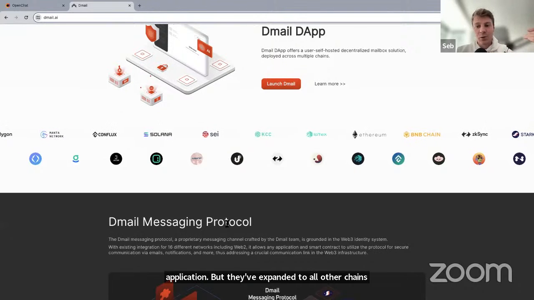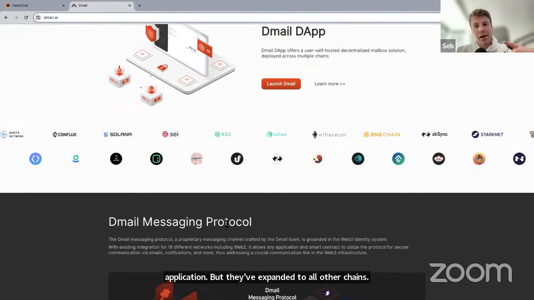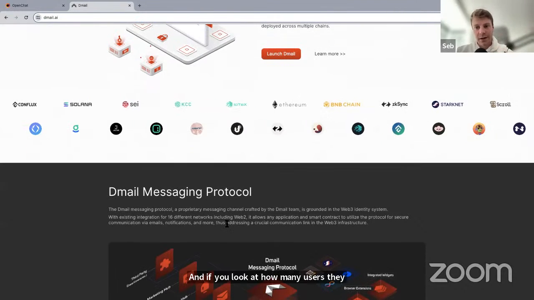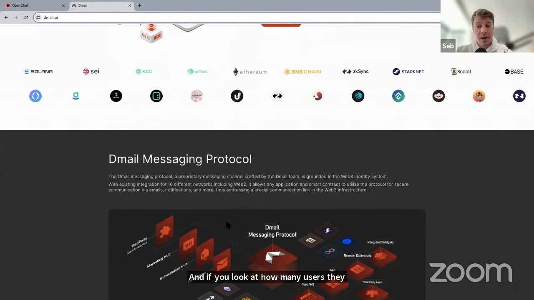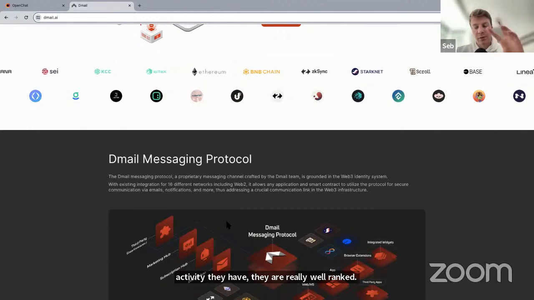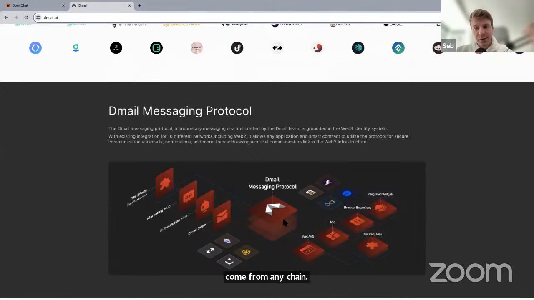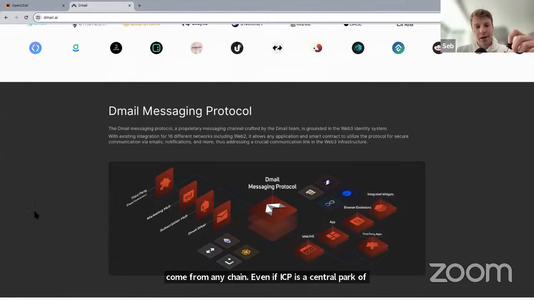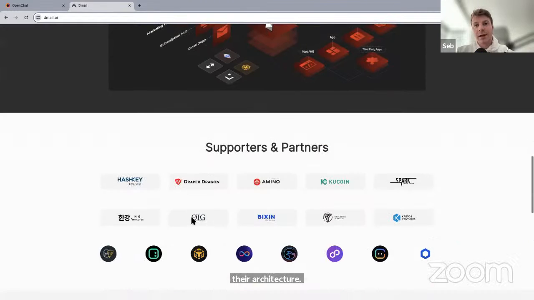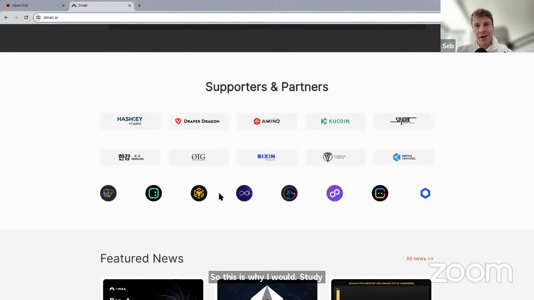And if you look at how many users they have, how much activity they have, they are really well ranked. And this is mainly because they've made it possible to come from any chain, even if ICP is a central part of their architecture. So this is why I would study it if I were looking to build something multi-chain. I would look into how to start on ICP, but then expand to other chains. This is something that I don't see enough these days.